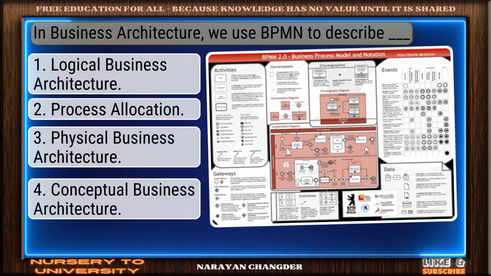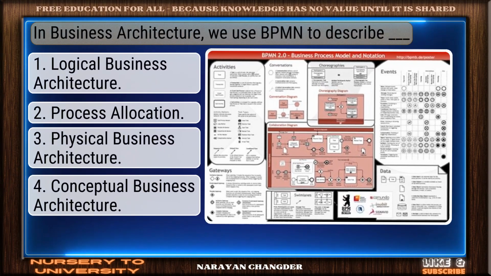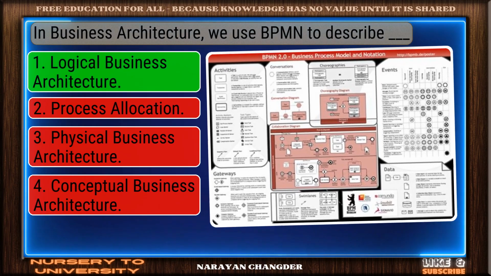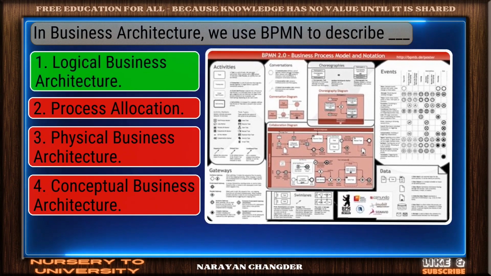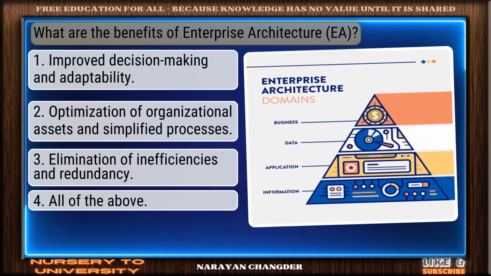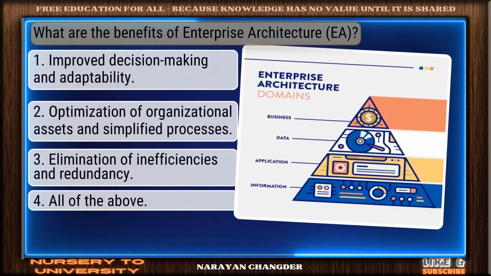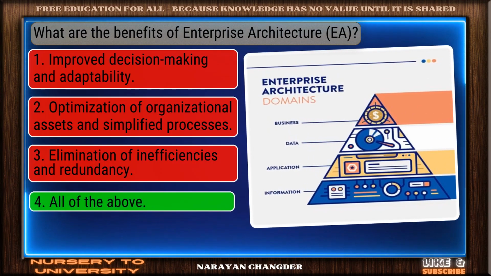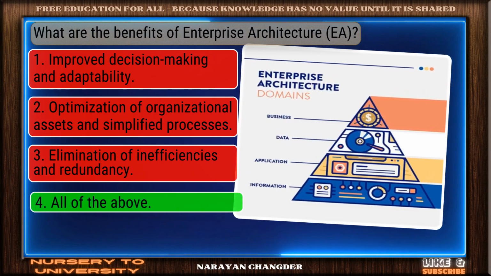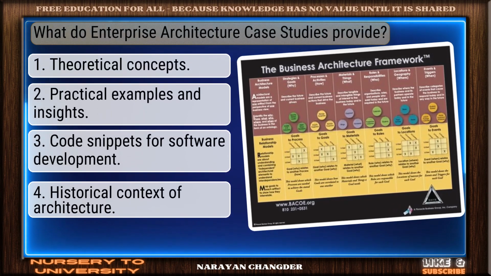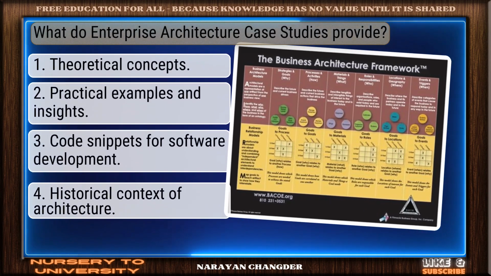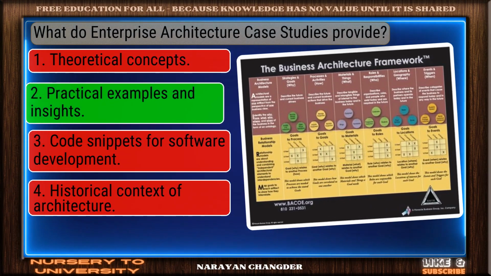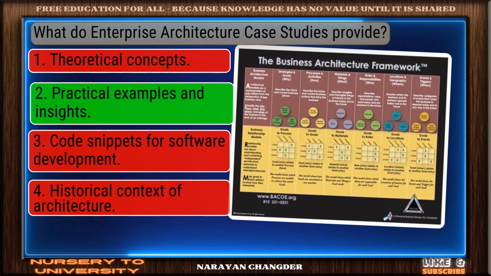Question number 50. In business architecture, we use BPMAM to describe dash. Well reasoned. Logical business architecture is the correct choice. Question number 51. What are the benefits of enterprise architecture? Correct response. All of the above is the most accurate answer. Question number 52. What do enterprise architecture case studies provide? Valid point. Practical examples and insights is true.